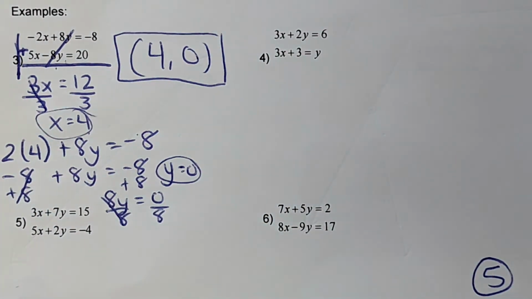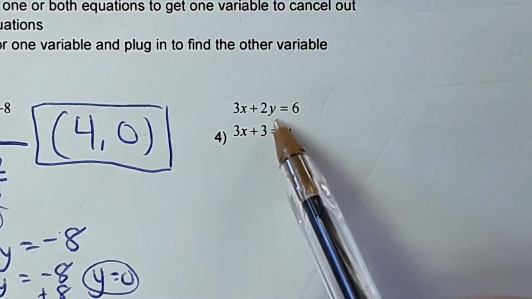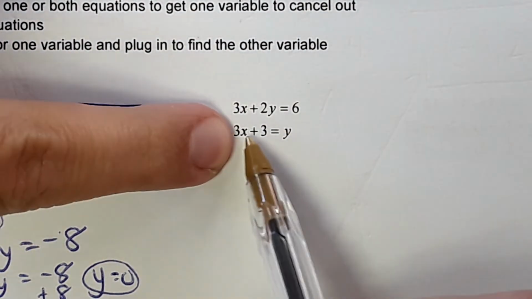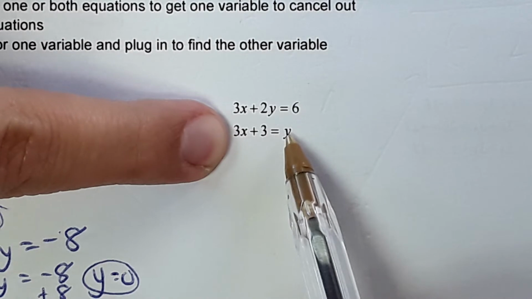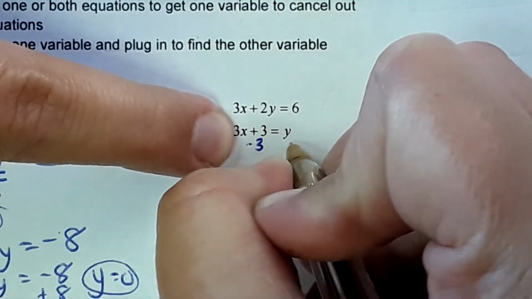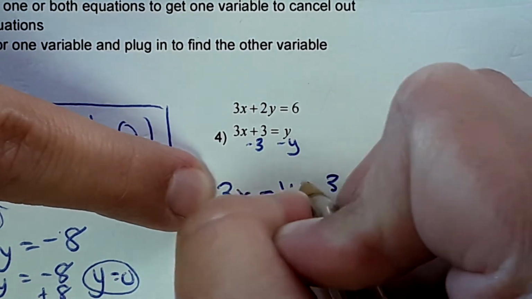Another thing to note about this one is everything's not lined up. So our y's aren't lined up and our constants aren't lined up. So I have to rearrange one of these so that it does line up. I'm going to rearrange this second one and just put it in standard form. So I'm going to subtract 3 from both sides and then subtract y from both sides, and I'm going to rewrite it as 3x minus y equals negative 3.